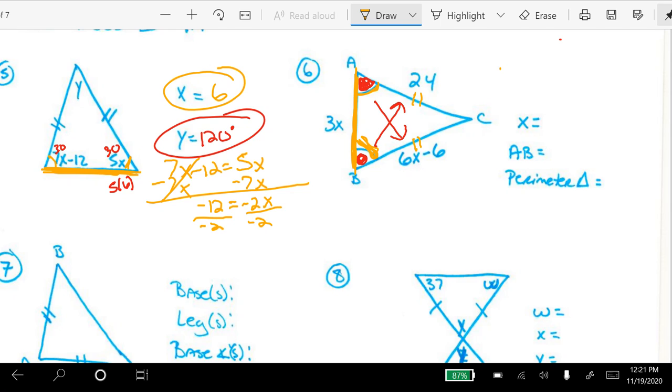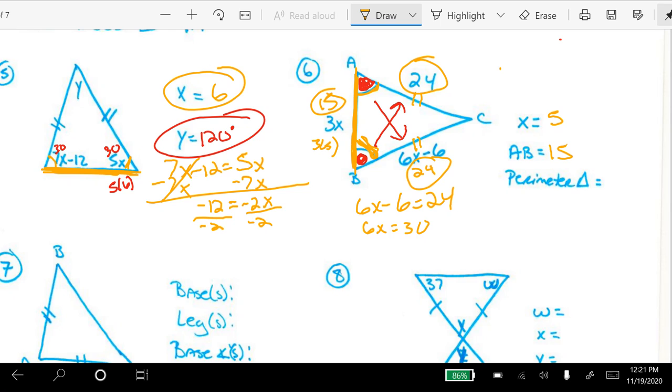So my equation here is going to be 6x minus 6 equals 24. I end up with 6x equals 30. I get x equals 5. Then I'm asking you for AB. So AB is going to be 15 because 3 times 5 is 15. And then the perimeter is going to be 15 here, 24 here, and we know this is also 24. So I'm adding up all the sides, so it's 15 plus 24 plus 24. So that's 48, 53, 63.